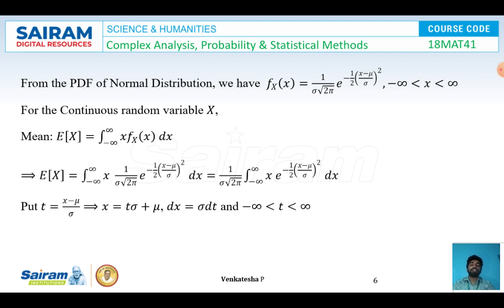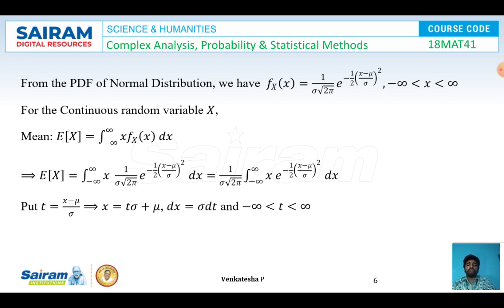So for that purpose, I am going to replace (x-μ)/σ with a variable called t. So I'll take t = (x-μ)/σ. We have to find the value of x also. By shifting σ and μ to the left-hand side, I got x = tσ + μ. So I'll convert all the x variables in terms of t. We have to find dx also. By differentiating this expression, I got dx = σ dt.